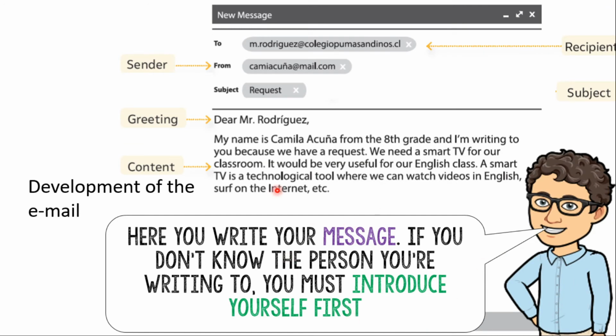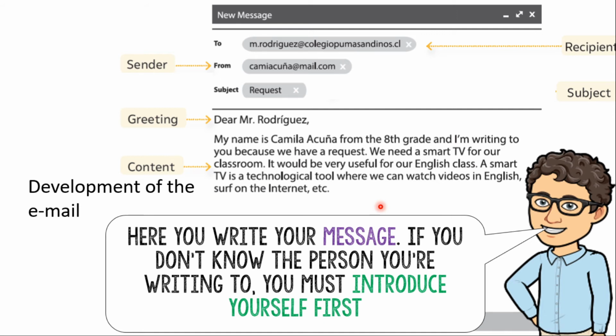Here, the development of the email is very important because it's the message. If you don't know the person you are writing to, you must introduce yourself first. So, for example, here, Camila Acuña, she says, Dear Mr. Rodriguez, my name is Camila Acuña from the 8th grade, and I'm writing to you because we have a request. Entonces ahí Camila se presentó primero, dijo de dónde era y le dijo que le está escribiendo porque tiene que hacerle una solicitud.